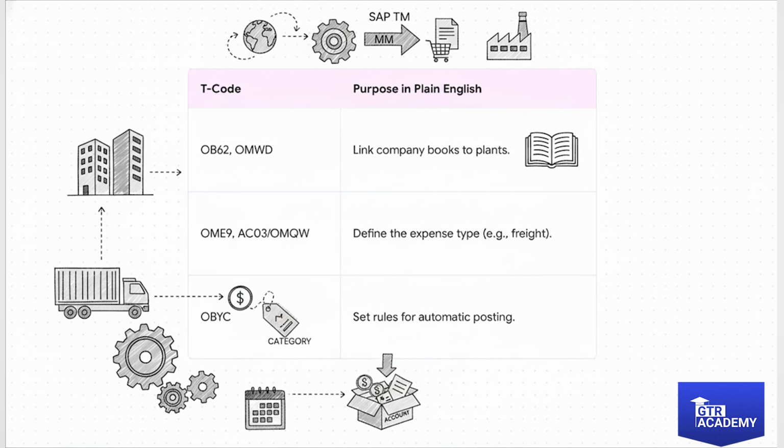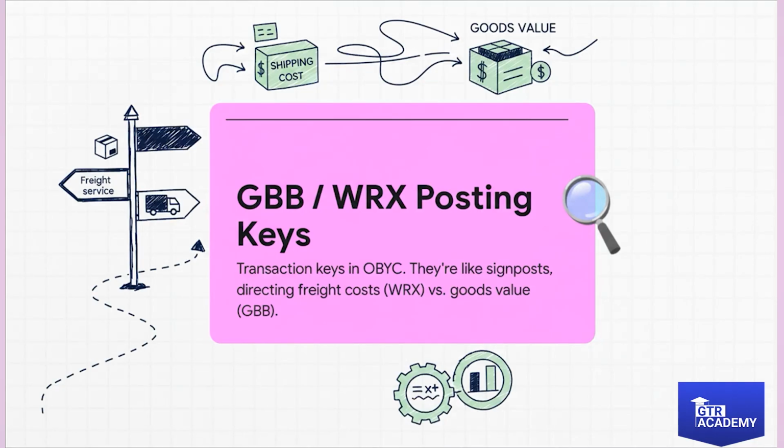This is where you set the automatic rules that say, when a freight cost comes in from logistics, it always goes into this specific account. No questions asked. Now, when you're in that OBYC configuration, you're going to see these weird codes like GBB and WRX. It looks super technical, but just think of them as traffic cops for your money. Seriously, they stand at this critical intersection and make sure nothing gets mixed up.